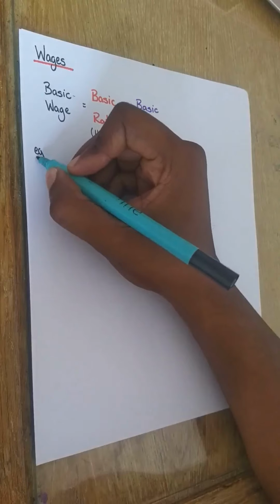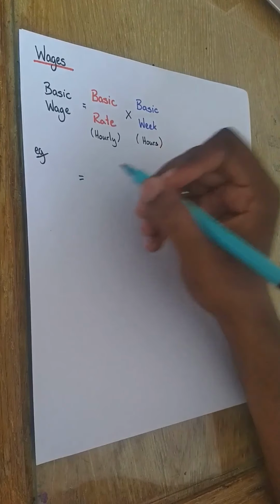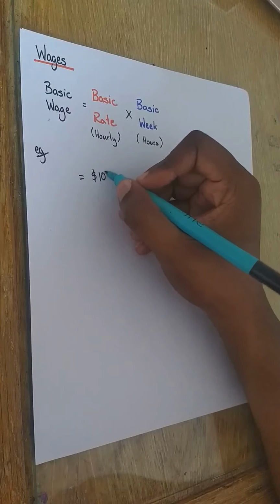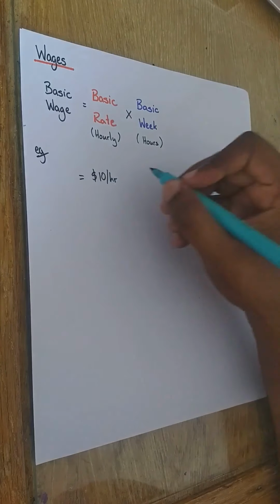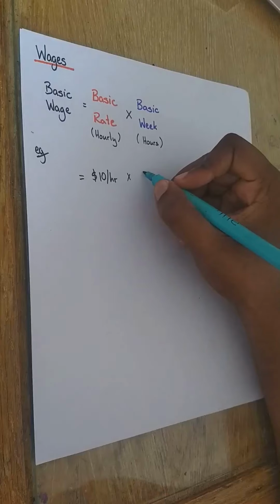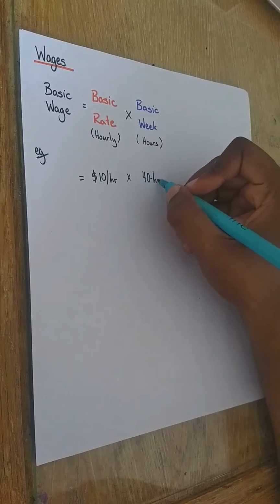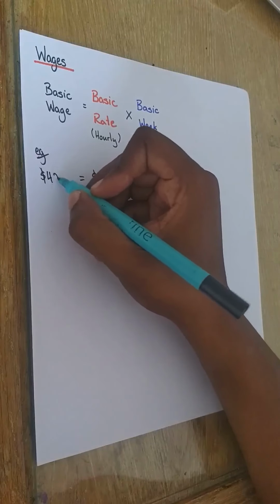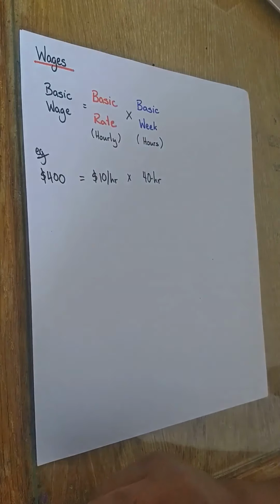So for an example, if someone works for $10 hourly and they work a 40-hour week, their basic wage for that week is $400.